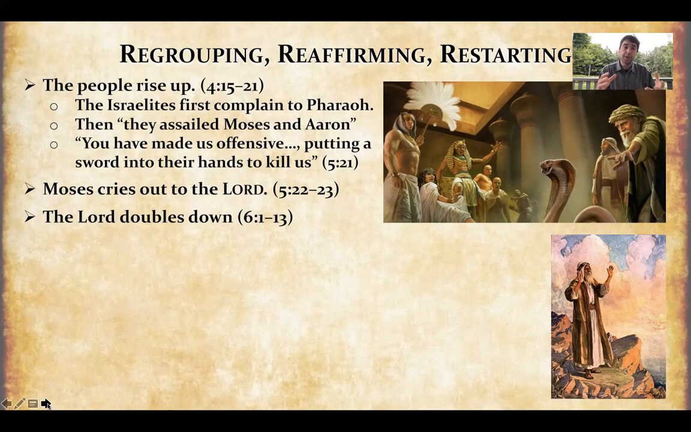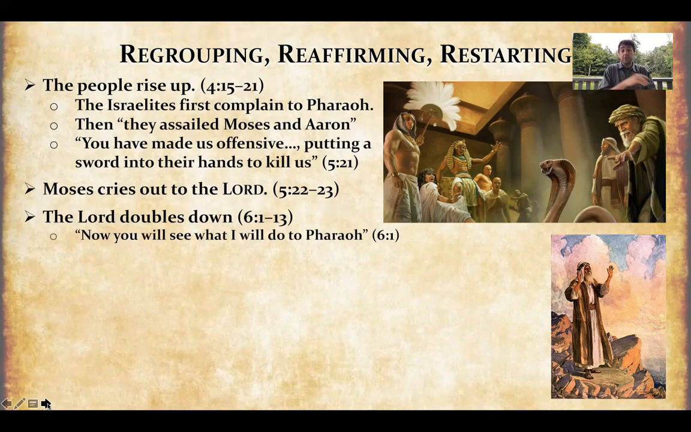So they regroup here. And the Lord reaffirms his plan and his promises to Moses. He says, don't worry, do not fear. By a strong hand, Pharaoh will let the people go. And then he restates his name. I am the Lord, the God of Abraham, Isaac, and Jacob.